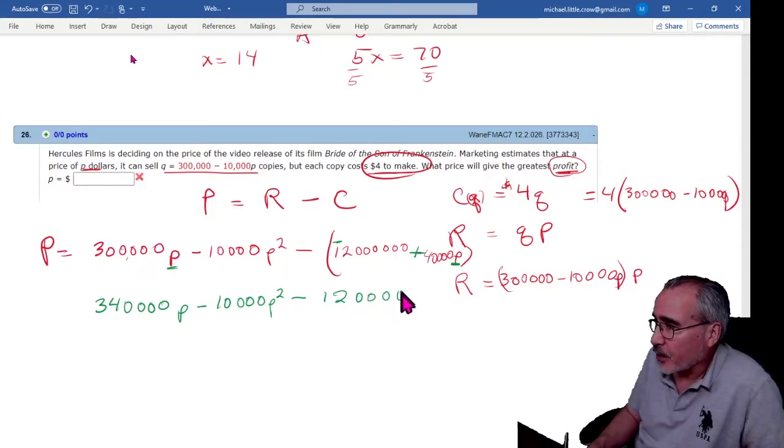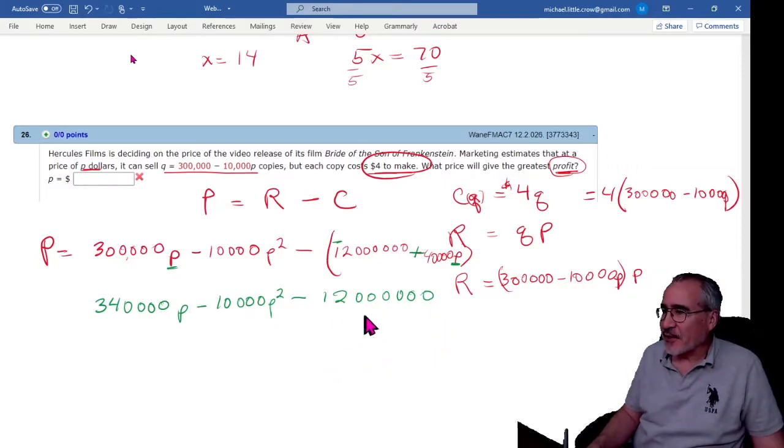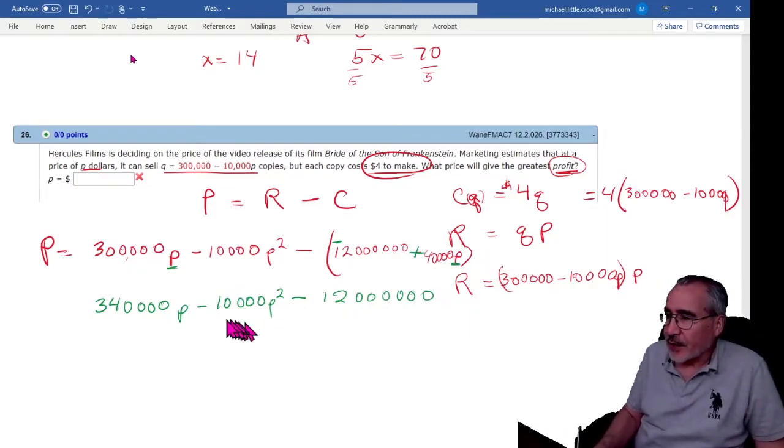It was quite a production. Fixed costs of 12 million. Variable costs of 40,000 per dollar of price. That's what it's telling us. So this is going to be our profit function.